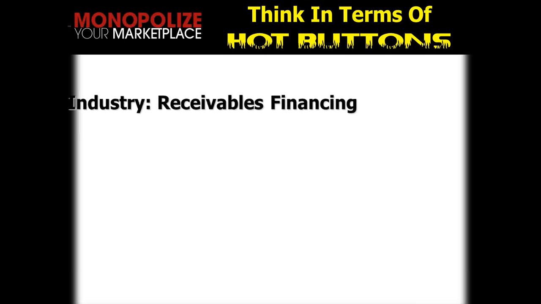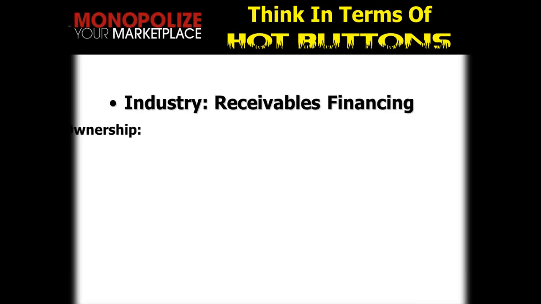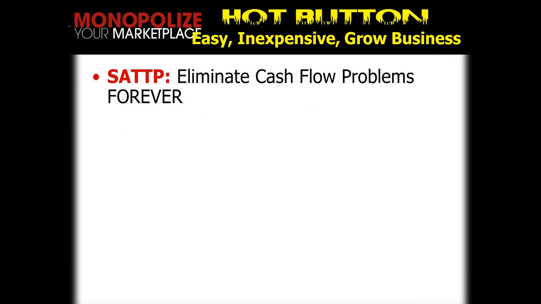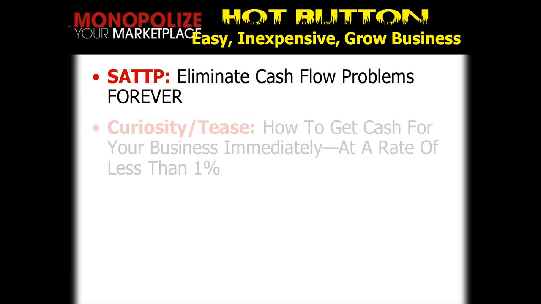A way to access money to grow your business, okay? Short and to the point: eliminate cash flow problems forever. Curiosity: how to get cash for your business immediately at a rate of less than 1%. How would you possibly get money at a rate of less than 1%? And the answer is they are going to lend you money against your own receivables, but not only are they going to do that, they are going to look at all of your receivables.